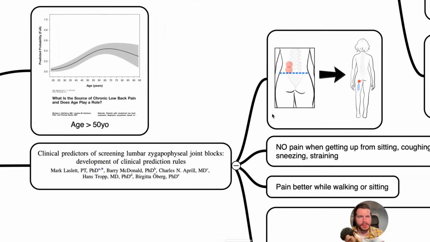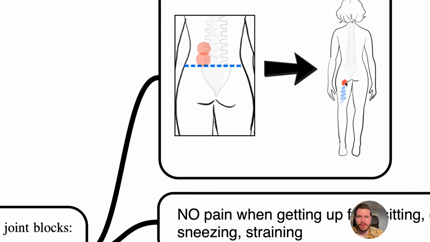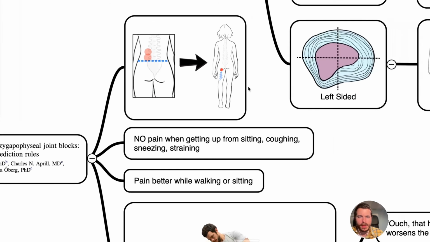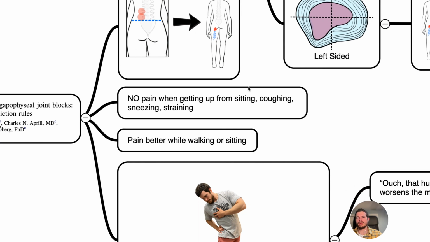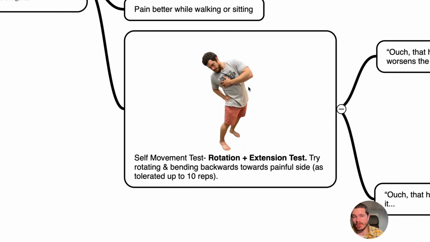Based off the research, you might have buttock pain now, but did your symptoms start here, and now they kind of faded and then they went to the buttock? If so, this increases the probability. Do you have pain when getting up from a seated position? Coughing, sneezing, straining? If so, probably not a facet joint problem, because there's generally no pain when you're doing these things with a facet joint problem. And pain better while walking or sitting. Not super helpful.